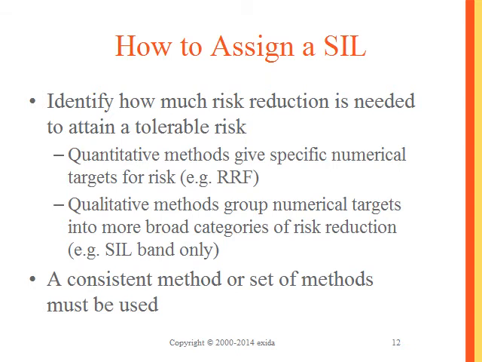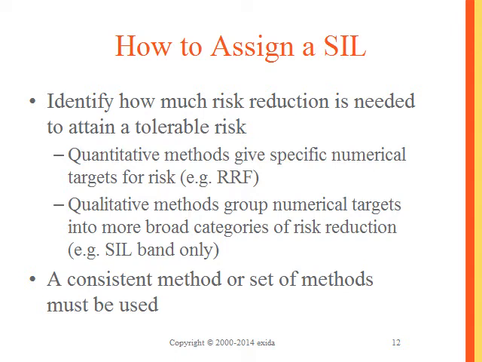So how do you assign a SIL? Well, the important thing, as we mentioned, is you've got to identify how much risk reduction is needed to attain a tolerable risk. This needs rigor, it needs flexibility, you need to consider all forms of harm, and you need to be consistent with the company and the society practice, and the form defines the SIL target selection method.